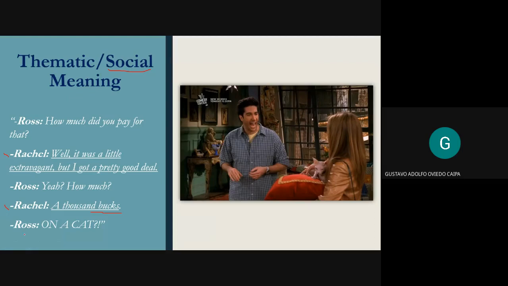Also, we can get so many more meanings just from this conversation, but let's leave it up to here for the moment and continue.